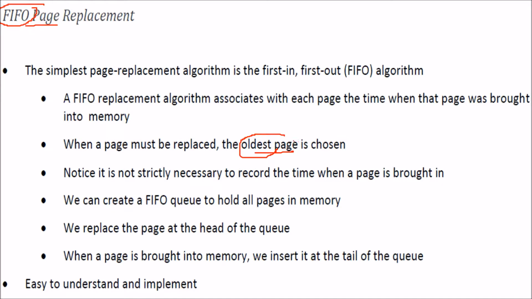For that we can assign a time when the page is brought in, but it is not strictly necessary to assign a time to know which one is oldest. We can simply use a queue. The latest will be put in the tail, and in the head will be the oldest. So we will use it as the victim frame, take this page out from the queue, and then place it in the backing store. Quite easy to understand and implement.